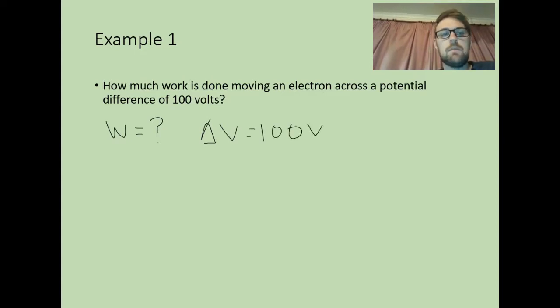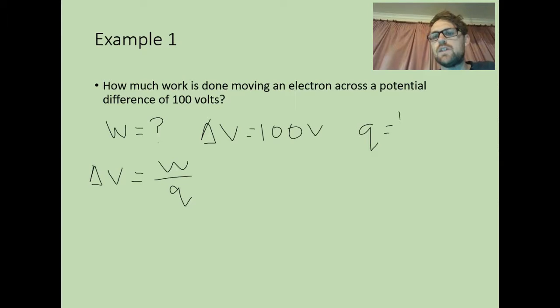Okay, and from our previous slide, we know we have the equation voltage equals the work done divided by the charge. Okay, so we also need to know the charge, and from our equation sheet, we know the charge of an electron is 1.6 by 10 to the negative 19. Okay, so we want to know the work done, so we have to rearrange this equation. The way we do that is times both sides by Q. That will cancel this.